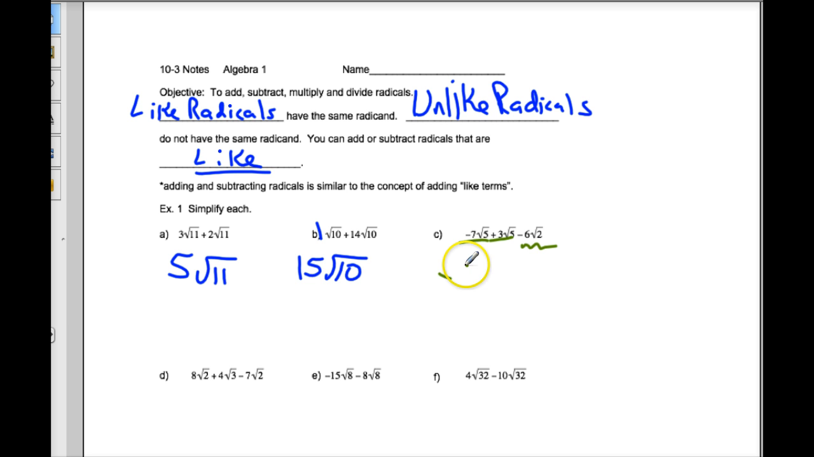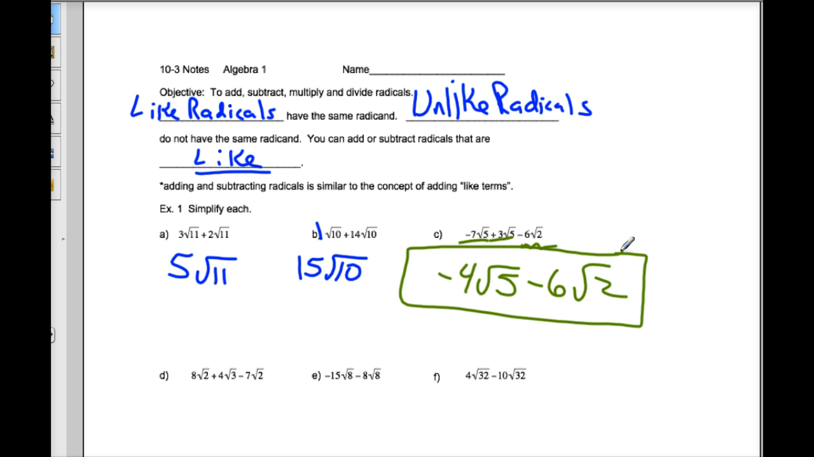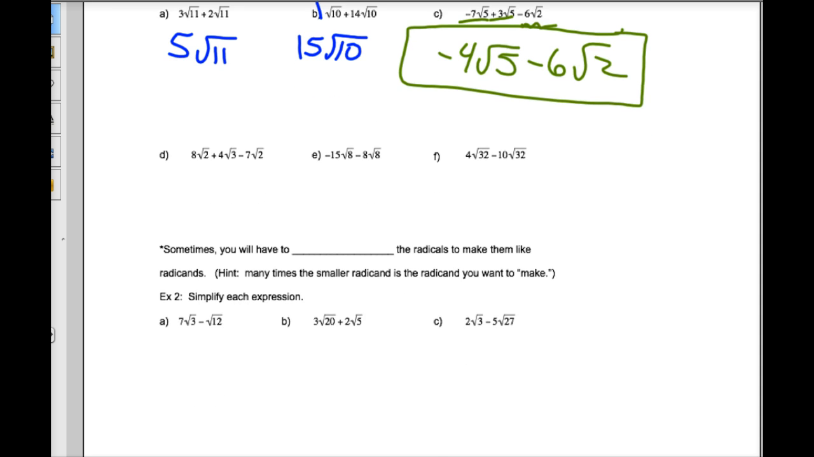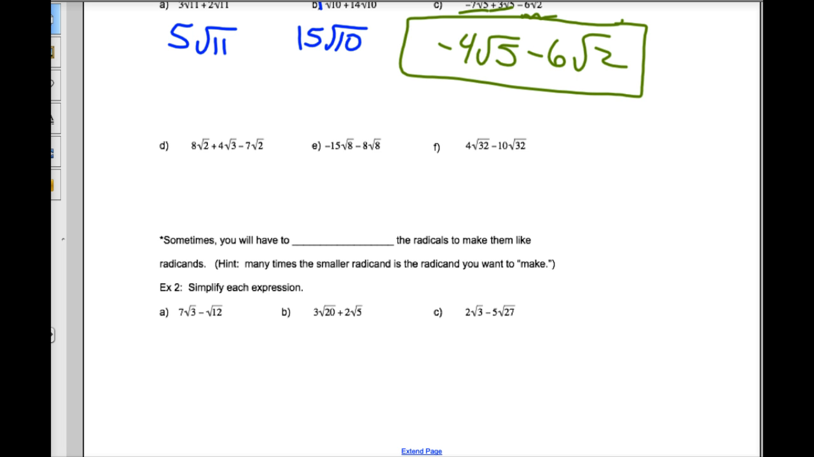Final answer: negative 4 radical 5 minus 6 radical 2. We should do this on our homework. You will. This is part of your homework, maybe all of them. All right. Next one, similar to that. Your radical 2s are like, but your radical 3 is different. So that's the final answer to D.